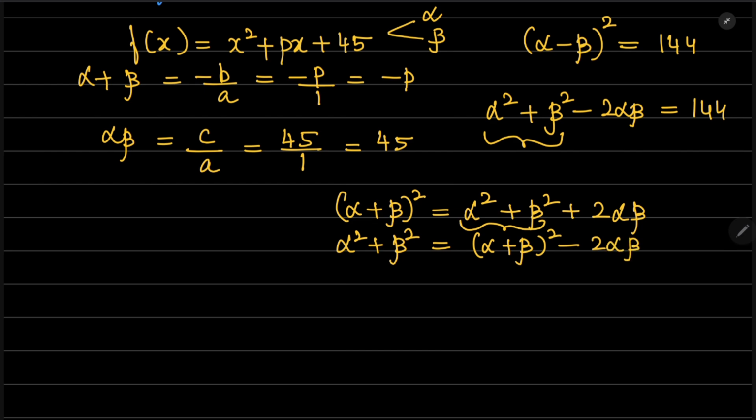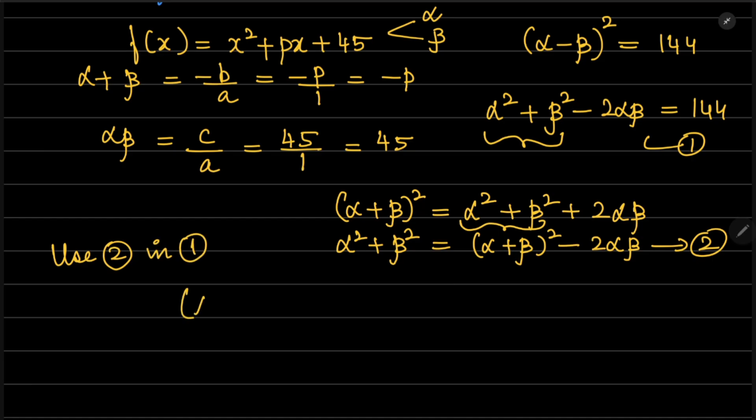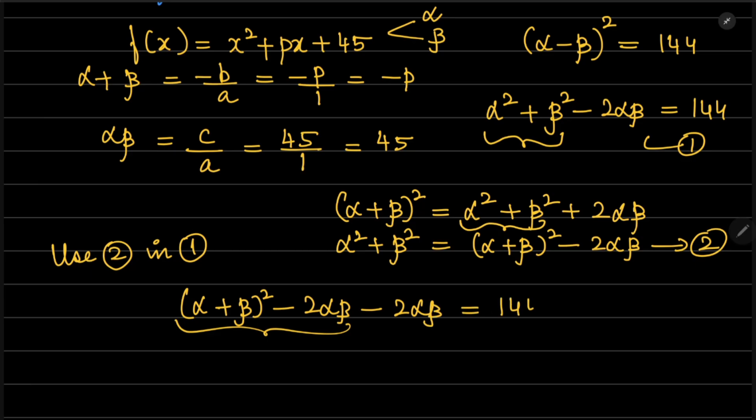Now replace it here. Let this be equation 1 and let this be equation 2. Use 2 in equation 1. So what does it become? Alpha plus beta the whole square minus 2 alpha beta. This is the expansion for alpha square plus beta square. Then write this minus 2 alpha beta as it is. Minus 2 alpha beta is equal to 144.